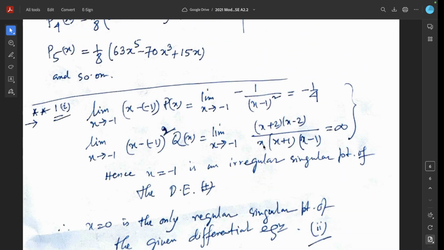And for testing x equal to minus 1, the limit as x tends to minus 1 of (x minus (minus 1)) times p(x) is equal to minus 1 by 4, and the limit as x tends to minus 1 of (x minus (minus 1)) whole square q(x). So put x equal to minus 1, so x minus 1 plus 1, this is 0. For this factor, this tends to infinity, so this limit does not exist finitely. So x equal to minus 1 is an irregular singular point of the differential equation. So only x equal to 0 is the regular singular point of the given differential equation.